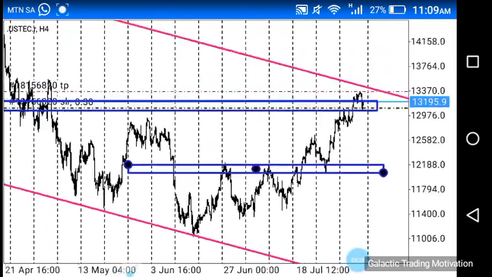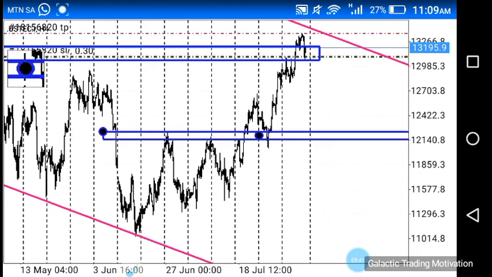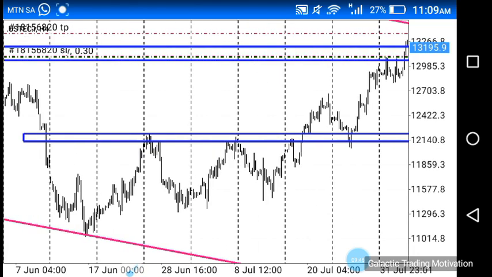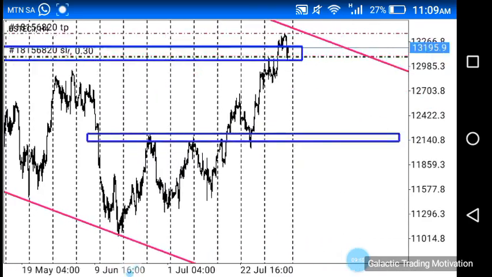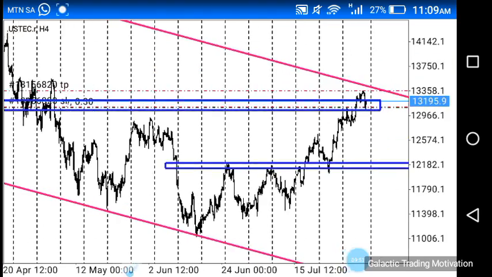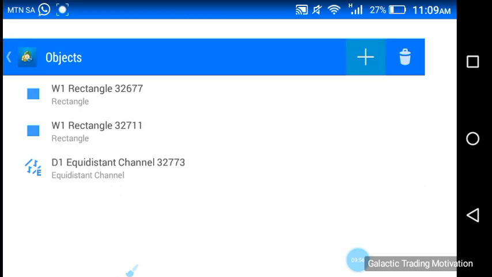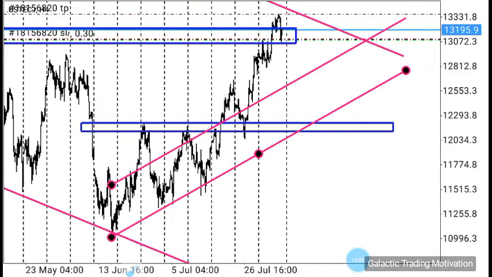So on the H4 chart, do we see anything of interest or of value that we should be paying attention to or looking at? Let me just make it slightly bigger. So what do we see on this H4 chart? I'm just going to add my H4 channel as well. Just bear with me.